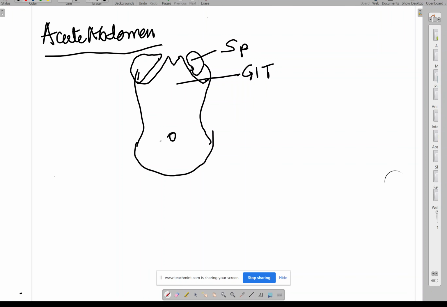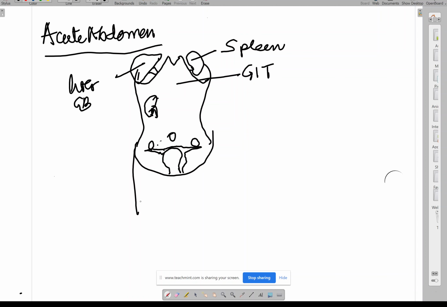Then you have something which is spleen. Then you have something as a liver and gallbladder. Under the liver is also gallbladder. Then you have something which is called as kidney, here. And you have the urinary bladder, the uterus, and its adnexa, and sometimes even structures which are outside the abdomen can cause a problem. That means you have to look for hernia sites.